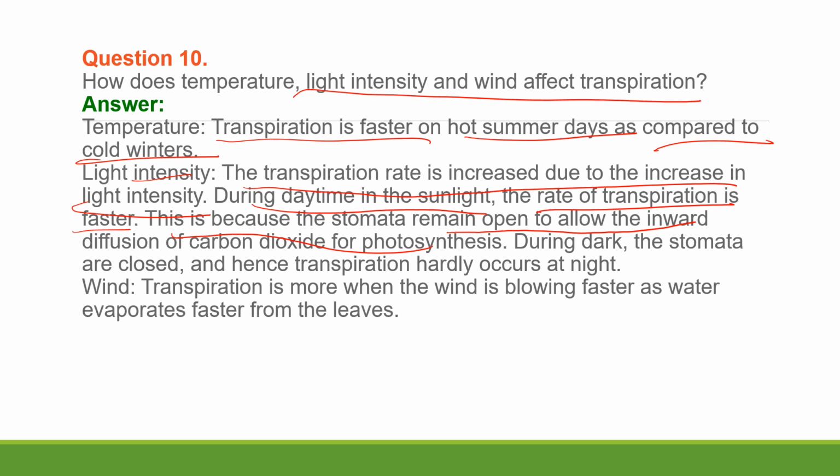So we can say that light intensity is affecting transpiration in many ways. And with wind, transpiration is more when the wind is blowing faster, as water evaporates faster from the leaves. So these are three important factors which help transpiration to happen faster.